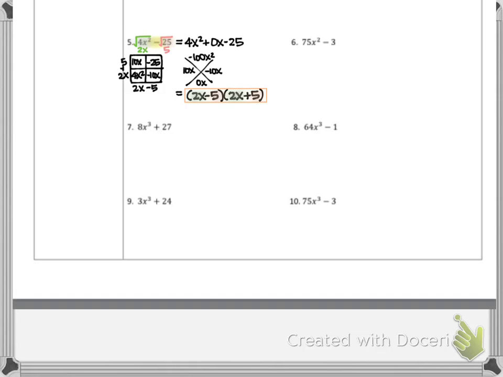I also took a moment while I was talking and looked to see, do I have any GCFs inside them? No. Do I have any exponents on my x's? No. So I know I'm finished with this one. Okay, let's take a look at the next one.